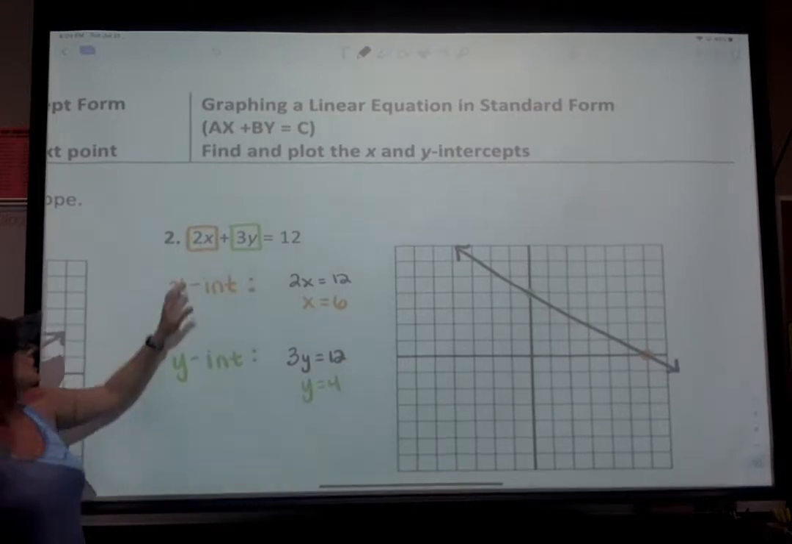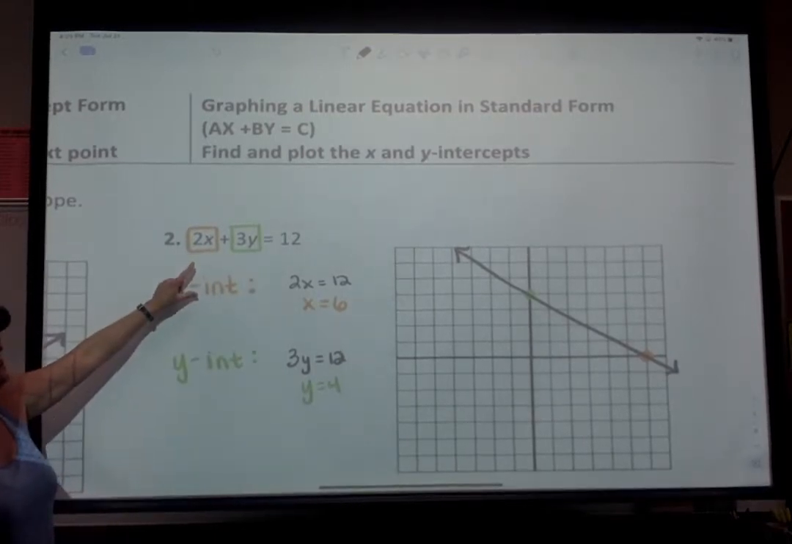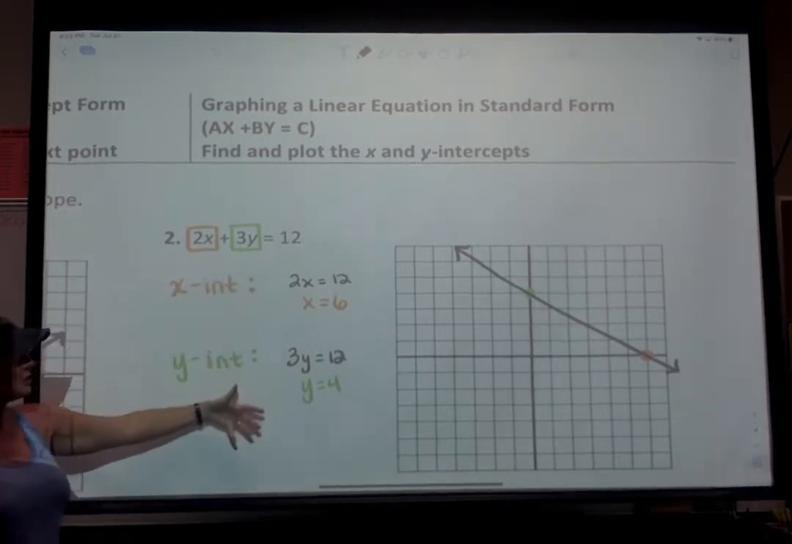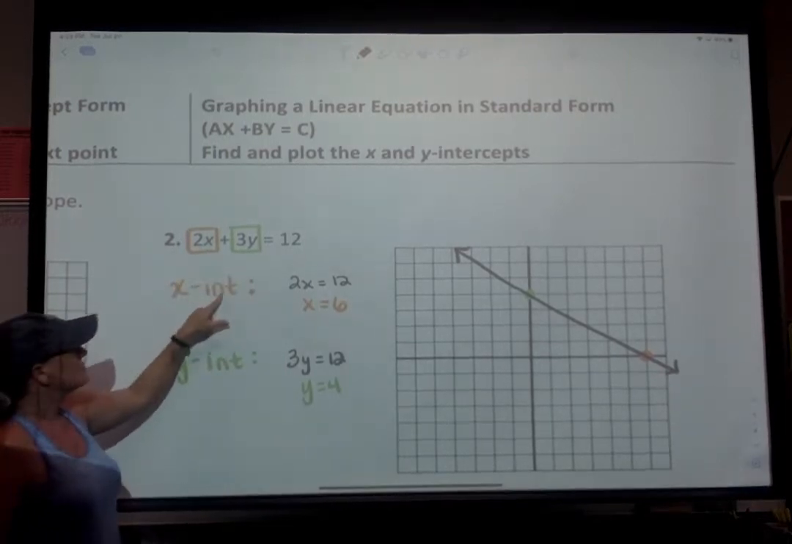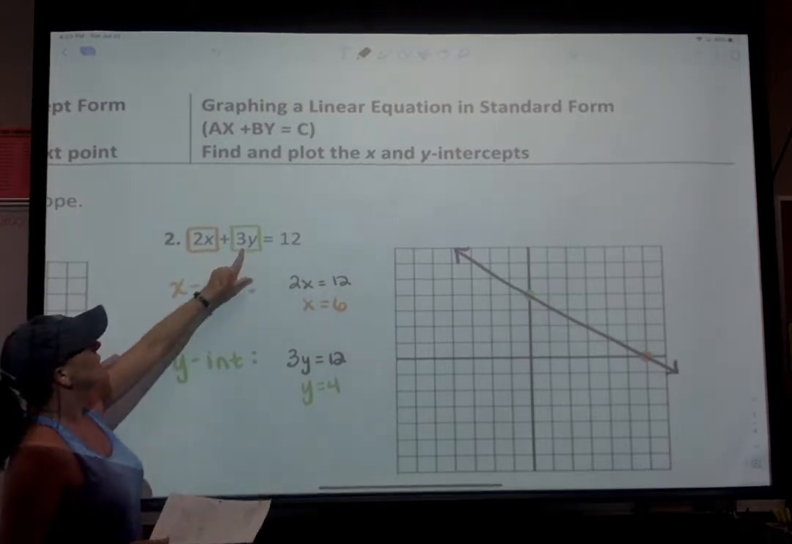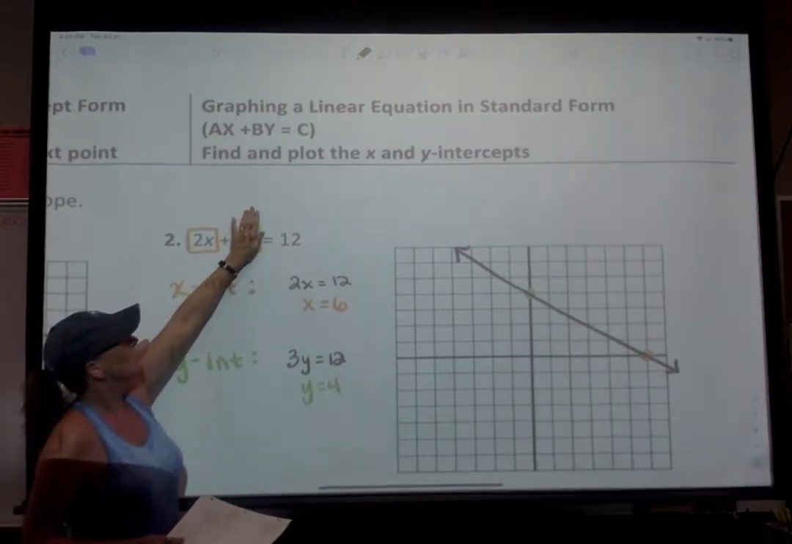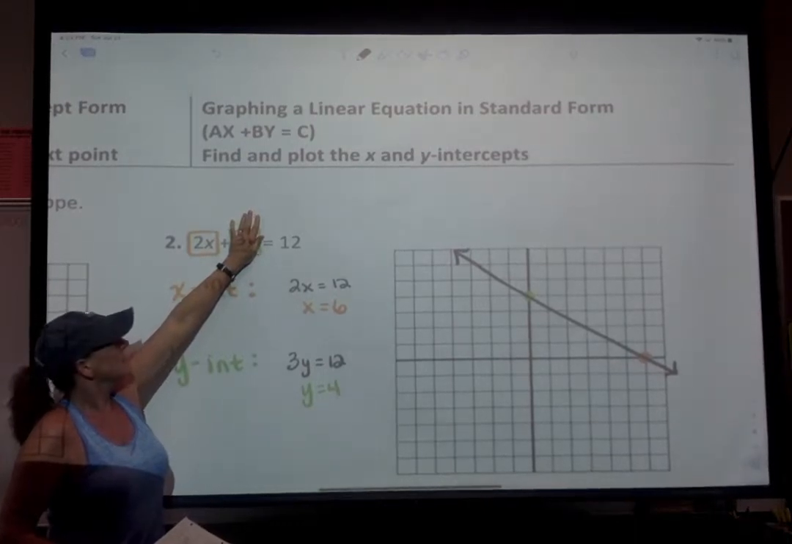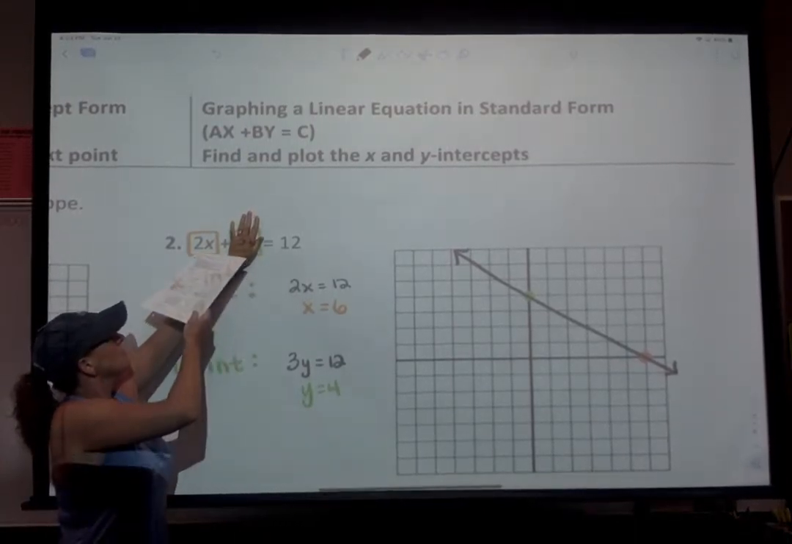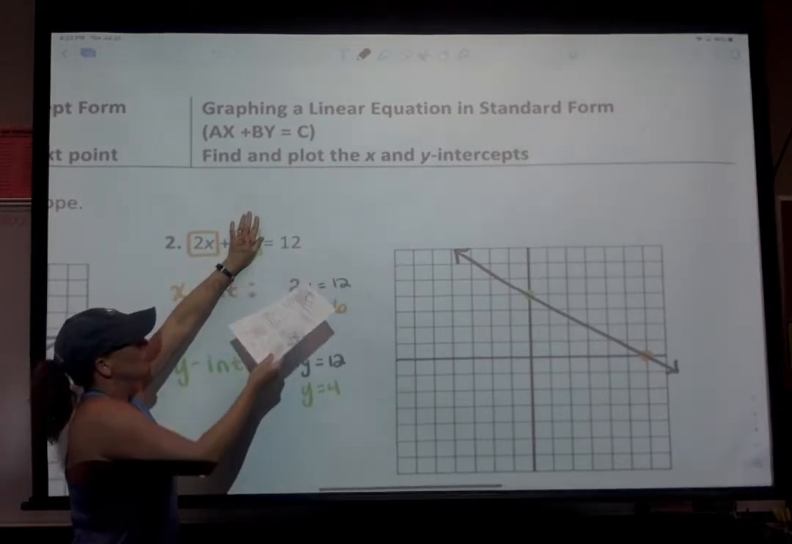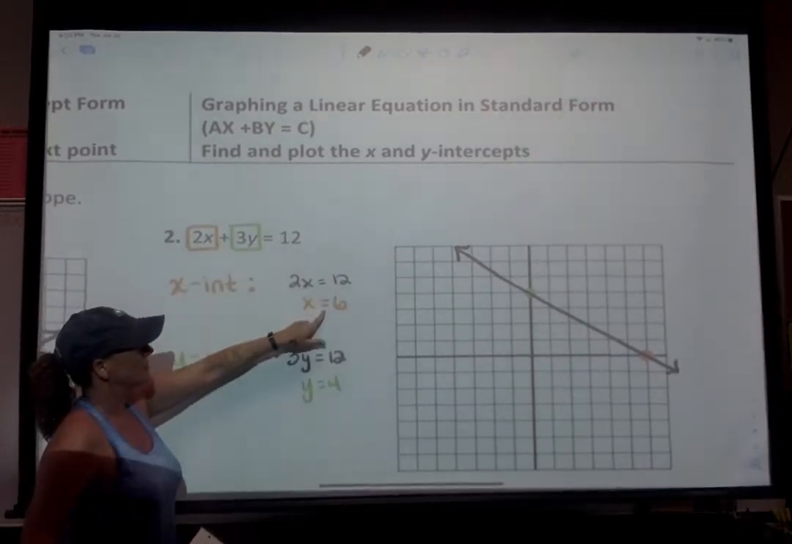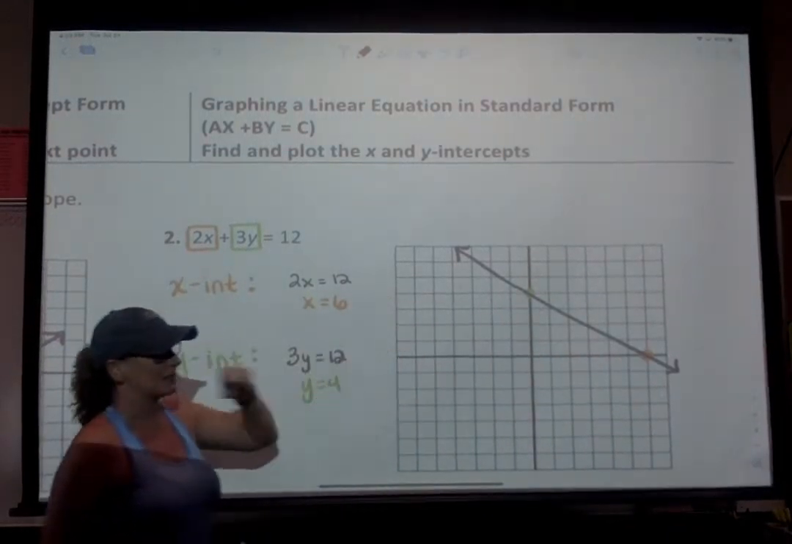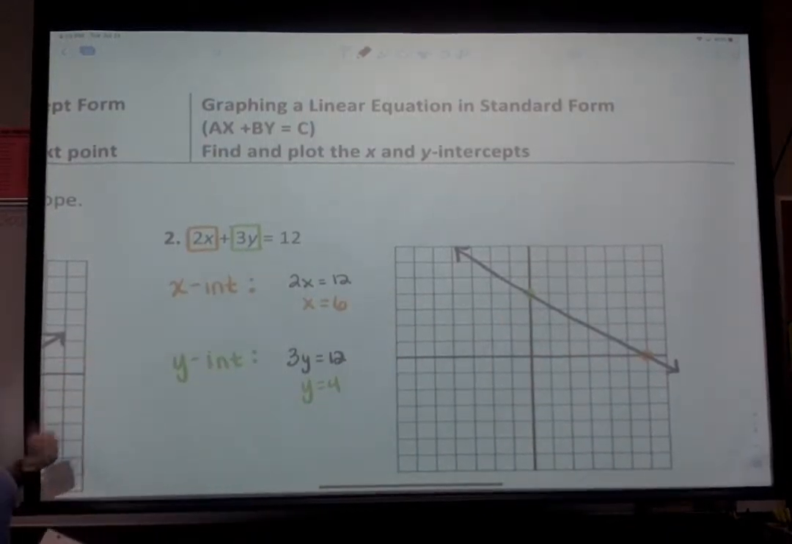If my equation is in standard form, I usually prefer to find the intercepts. So to find the intercepts, I'm going to make y 0. So if I make y 0, that completely wipes out this term. So when I'm looking at my x-intercept, really all I'm left with is 2x and 12. 2x equals 12. My x-intercept is 6. Look where I put it, right on my x-axis. It is its own point.